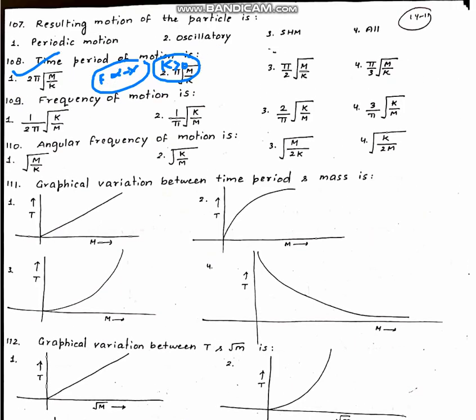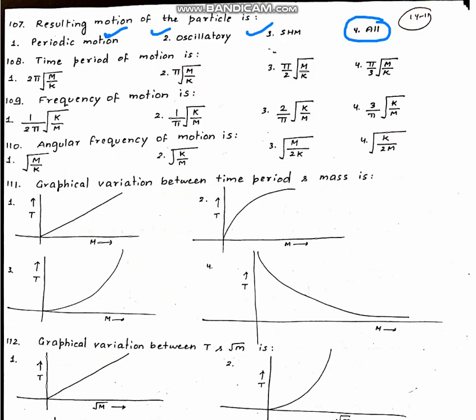Next is resulting motion of the particle. So it represents an SHM which is periodic as well as oscillatory. So all of these will be correct. So fourth will be the best option.